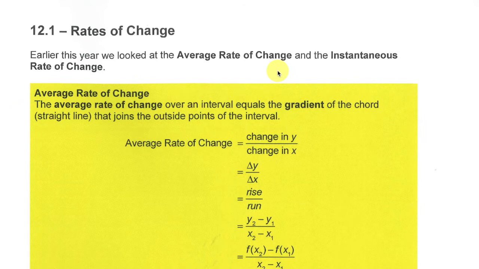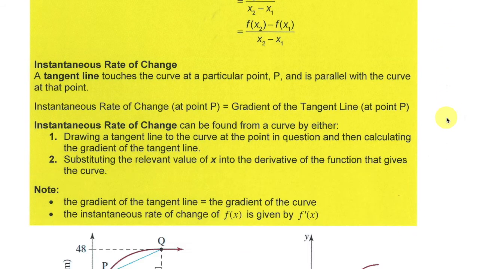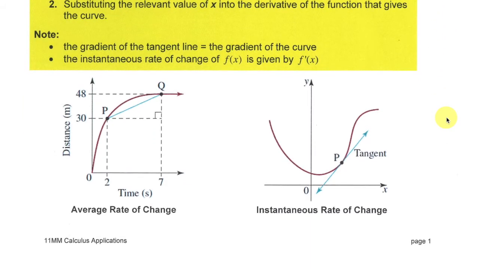So here we are, section 12.1, looking at rates of change. We did this in our previous topic. This yellow box you would have seen in the past. But let's look at our two examples of rates of change.